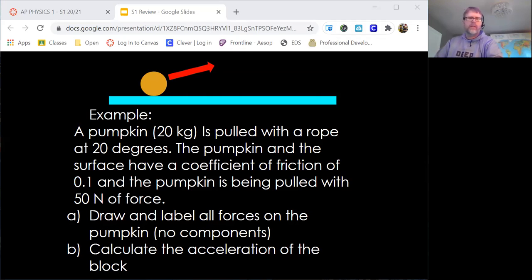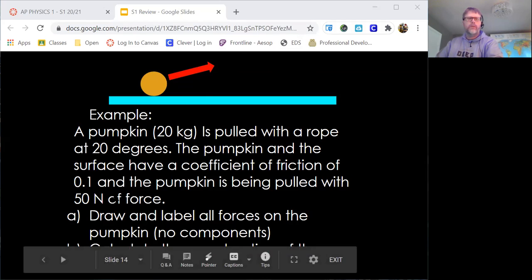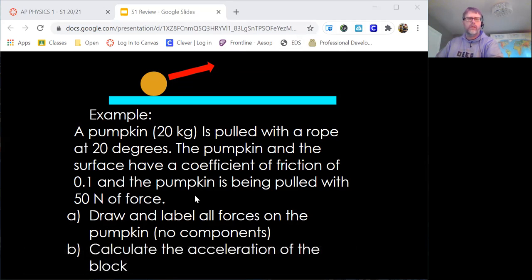And we're back with the next example of looking at forces and friction in objects. So here we have a pumpkin pulled with a rope at 20 degrees, which sounds familiar to the question we had a moment ago. Only now we've switched it to a flat surface. And we keep the same coefficient and the same pulling force, so we're going to see what happens when that one little change happens going from an angled surface to a horizontal surface.